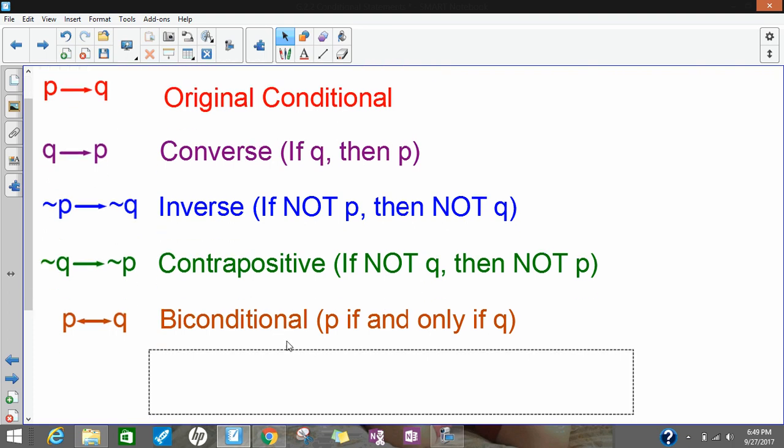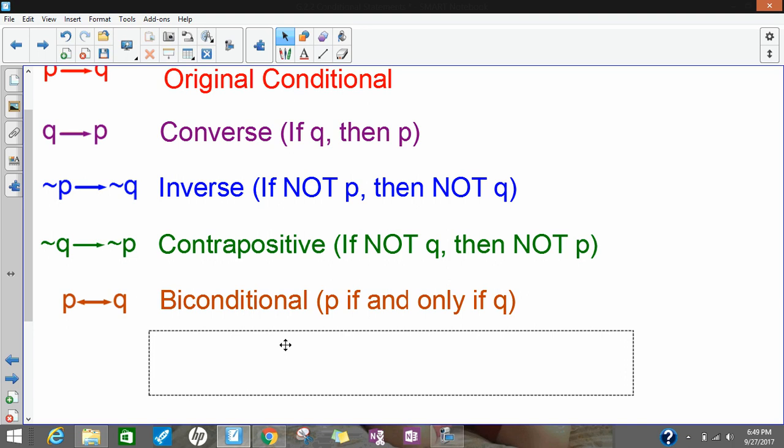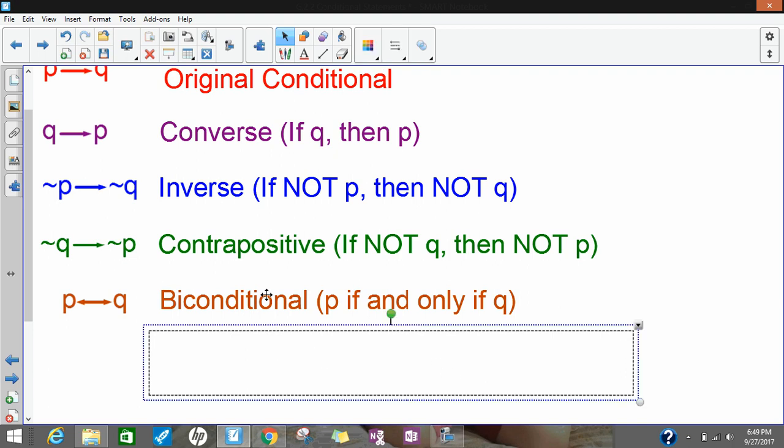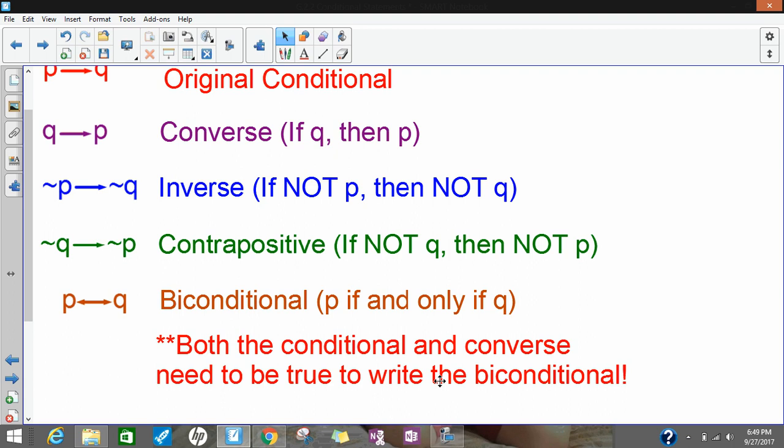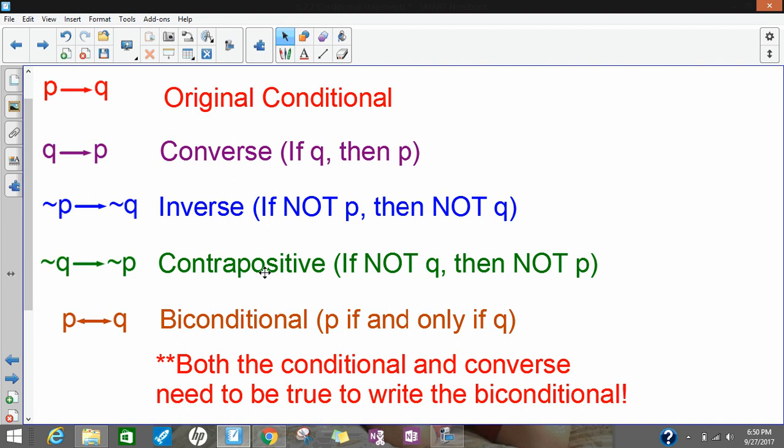And last, if we have a conditional statement that is true, and then we write its converse, and we find out that its converse is also true, then we can write the biconditional. So we can only write it if the conditional and its converse are both true. And so a biconditional has a double arrow between them, and it's written P if and only if Q. So you write your hypothesis, say if and only if, then you write your conclusion. So just like at the beginning, this is going to make a lot more sense when we actually take one of these conditional statements and make the related conditionals. So let's do that.